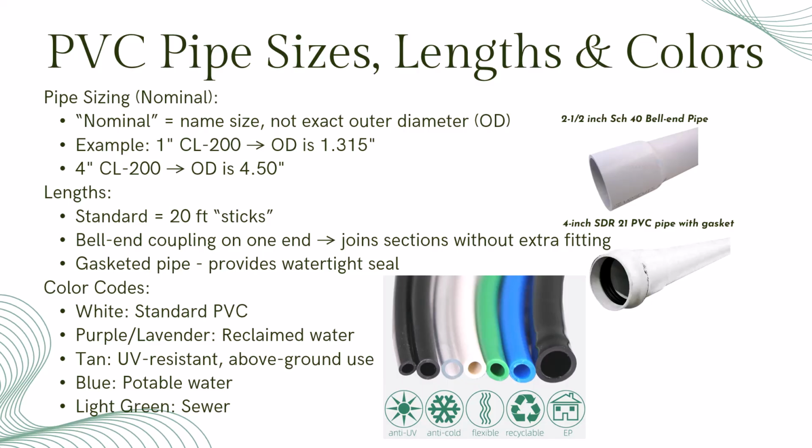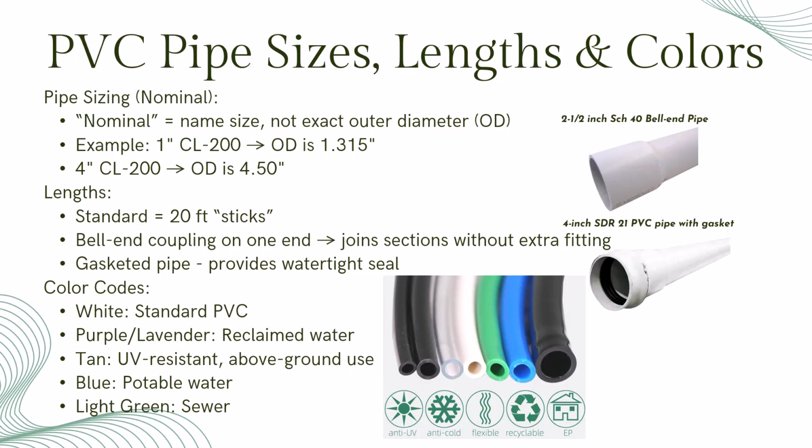Gasketed pipe looks like regular bell end pipe, but inside the bell is a rubber gasket. This gasket forms a watertight seal when you insert the spigot end of another pipe. It's especially common in larger diameters like 4-inch SDR21 and is useful when you want to avoid using solvent weld.